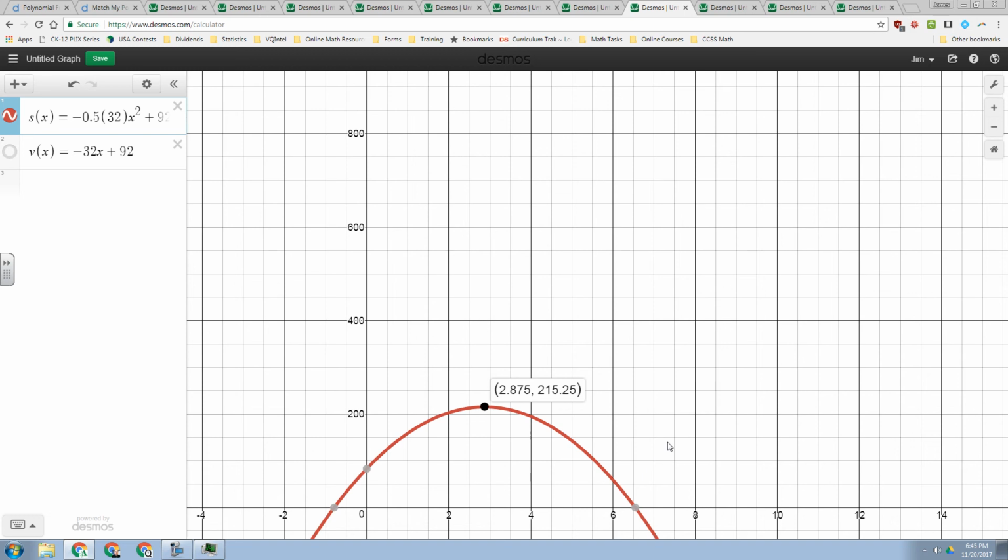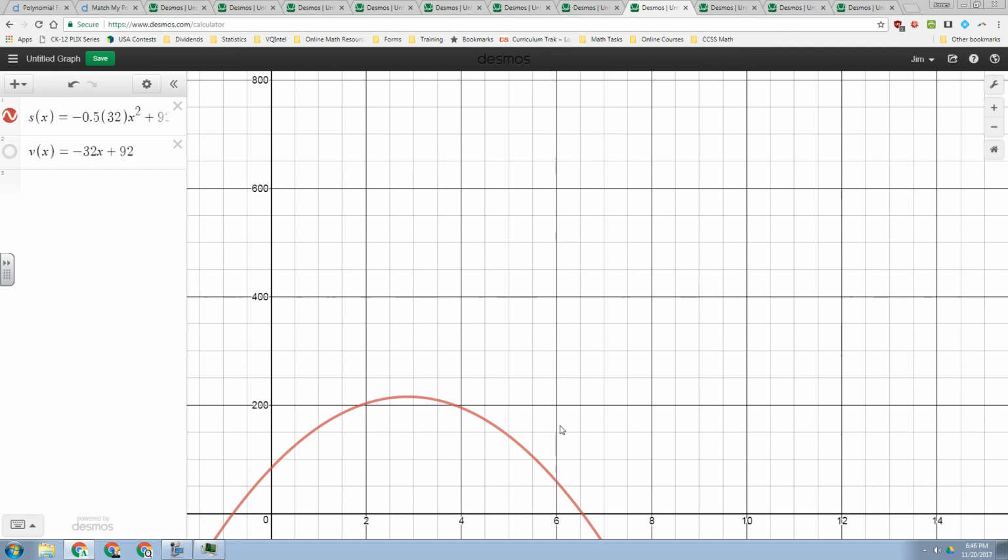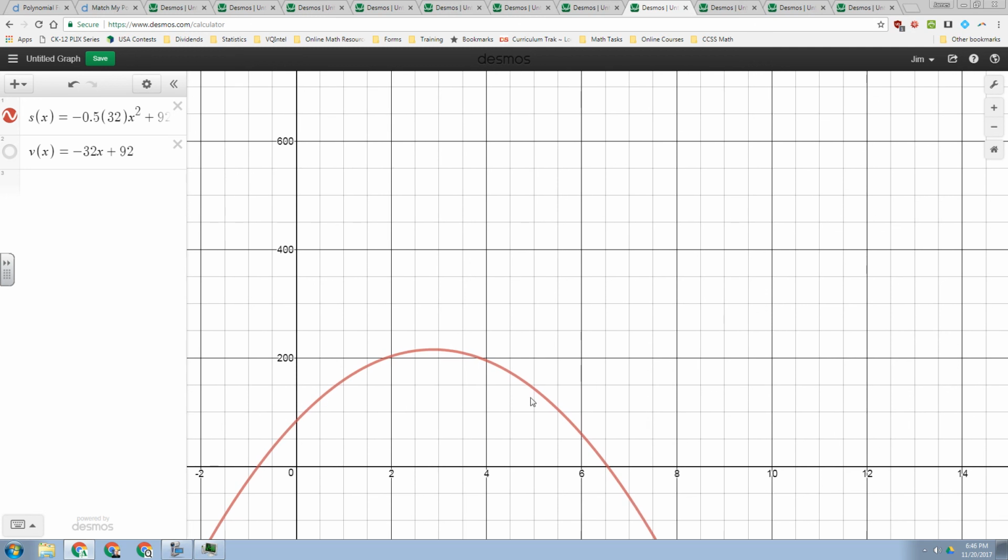Part B says, how much time is it in the air? So we want to know when does it hit the ground. So we're looking at this point right here. And so that's at 6.54 seconds. That's from here, from time 0 to here is when it's in the air. So that's how far it is.